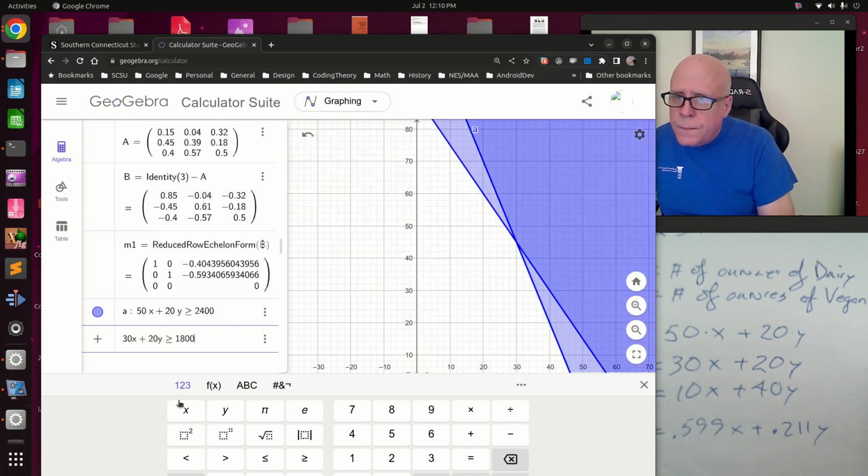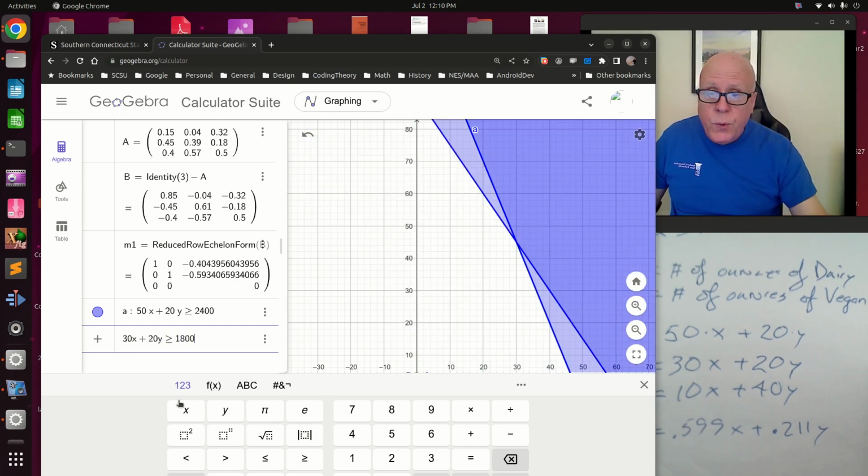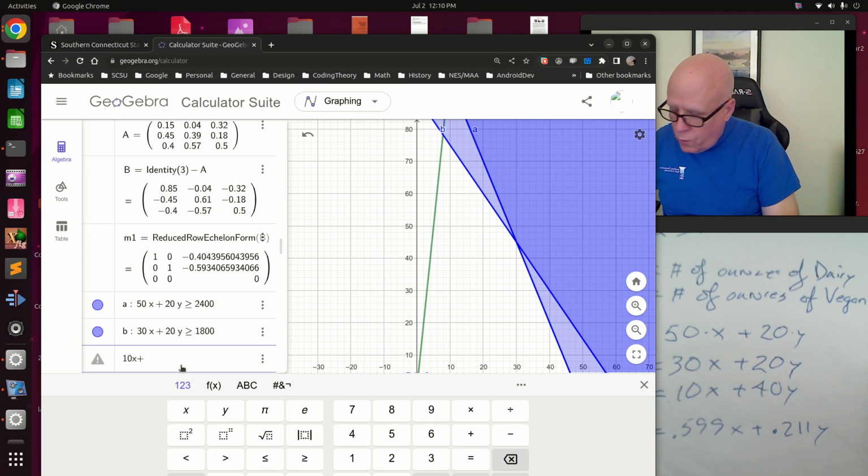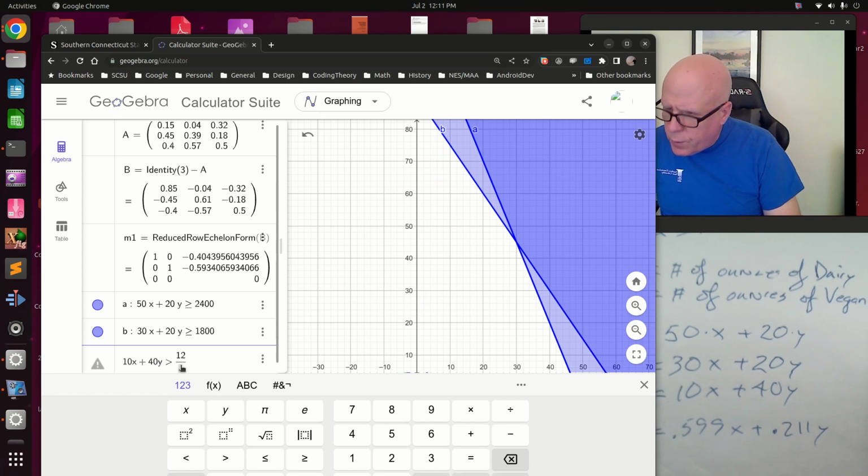Oh, that's nice. We've got two overlapping regions. Sometimes I like to color these things differently, but I think I'm just going to live with that. They're all the same color. And then the last inequality comes from the calories. That's 10x plus 40y, and that has to be at least 1200, isn't it?